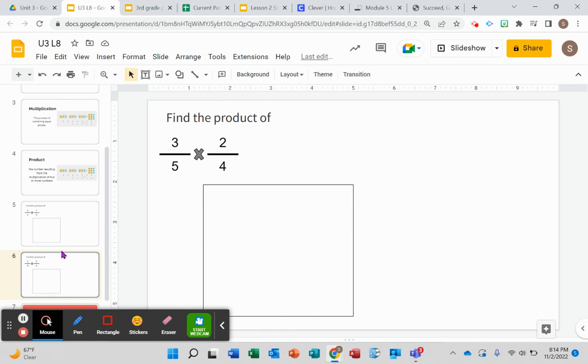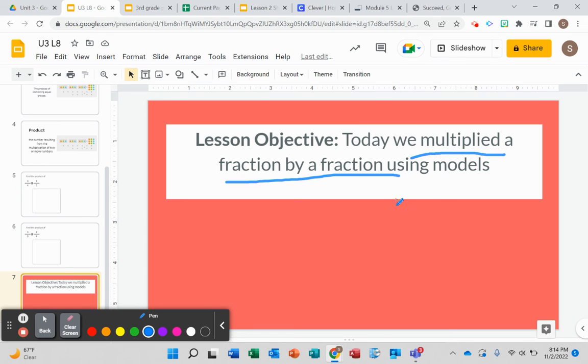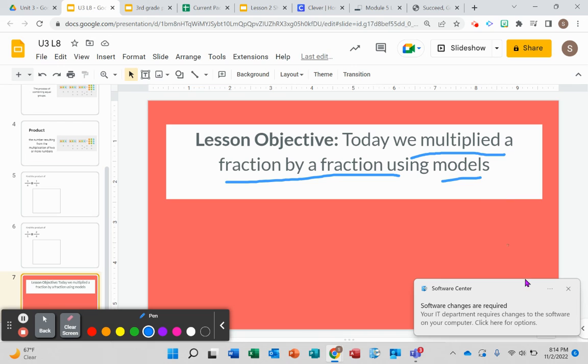All right, let's go over our lesson objective. Our lesson objective for today was we multiplied a fraction by a fraction using models.